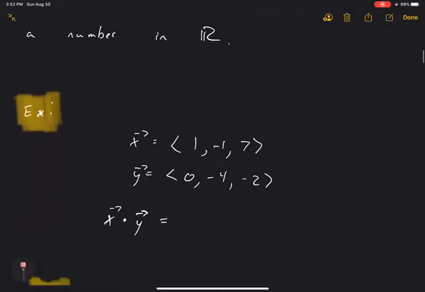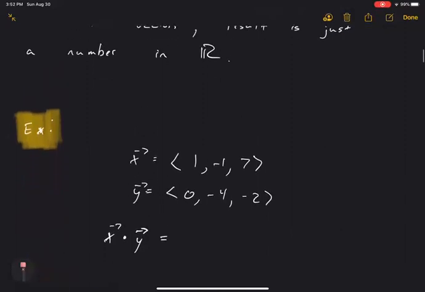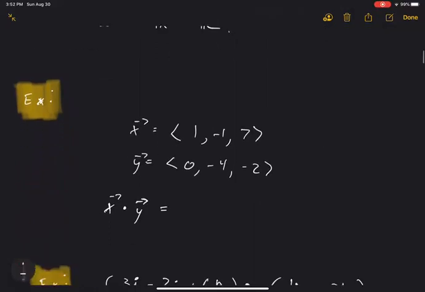So now let's see a specific example. Let's take some specific numbers for our vector x and our vector y. So let's say our vector x has these components, y has these components. What's the dot product? Try this, pause, try it on your own.